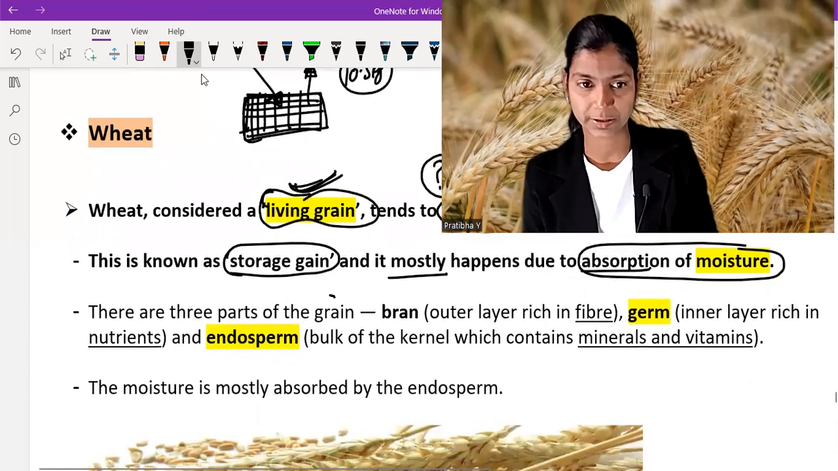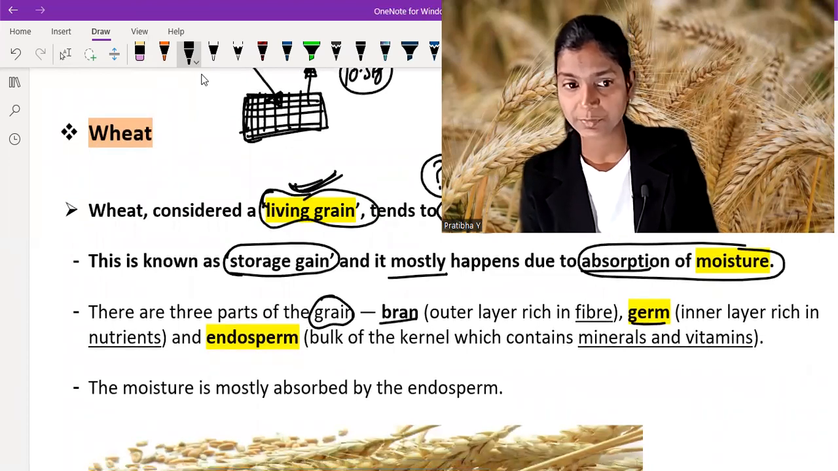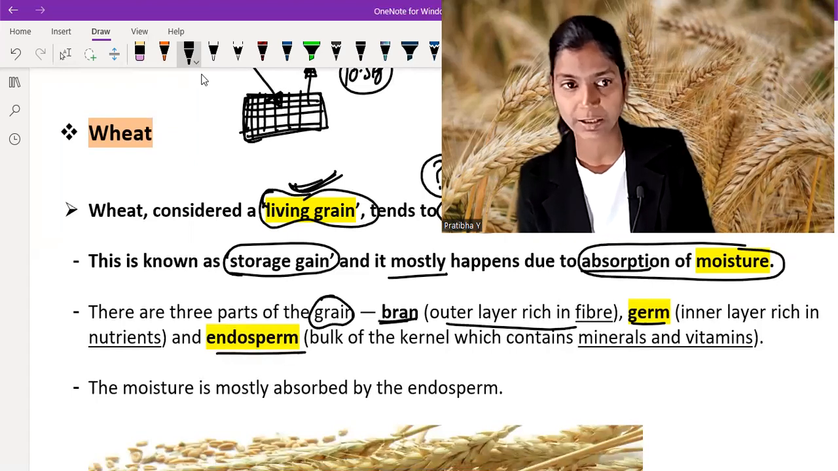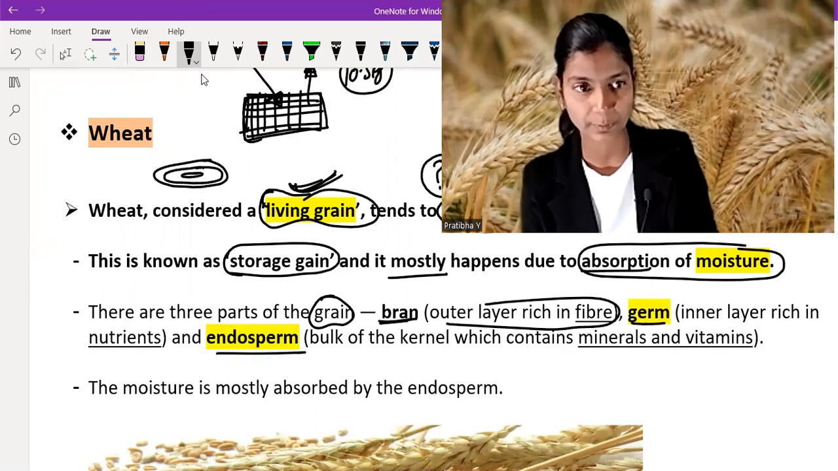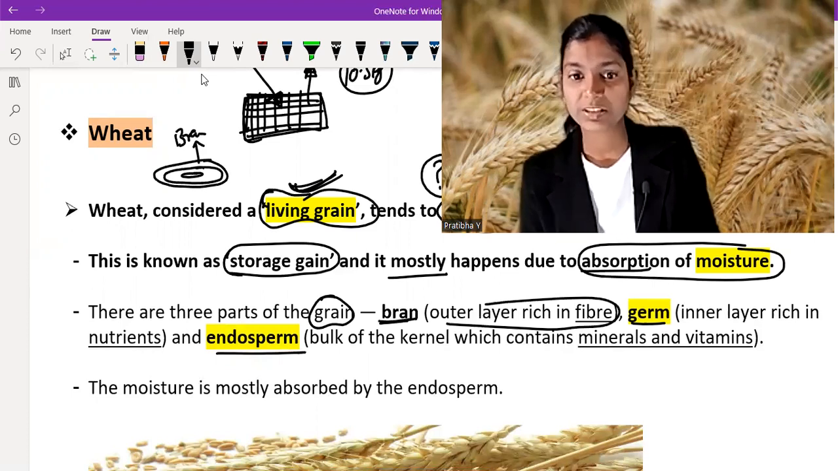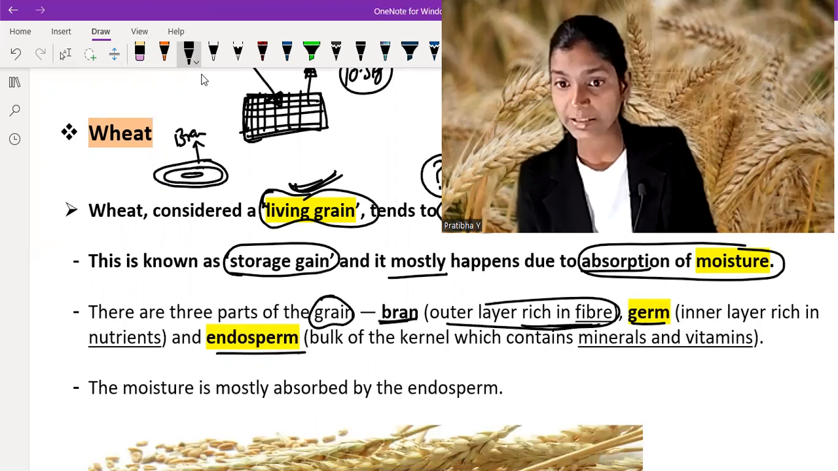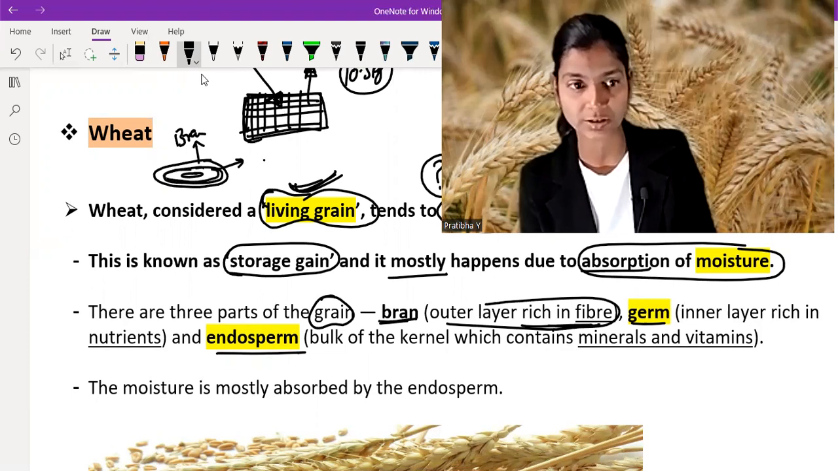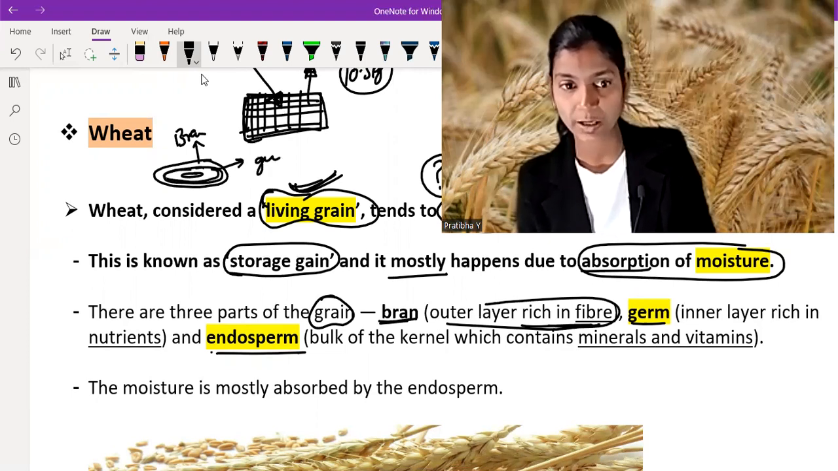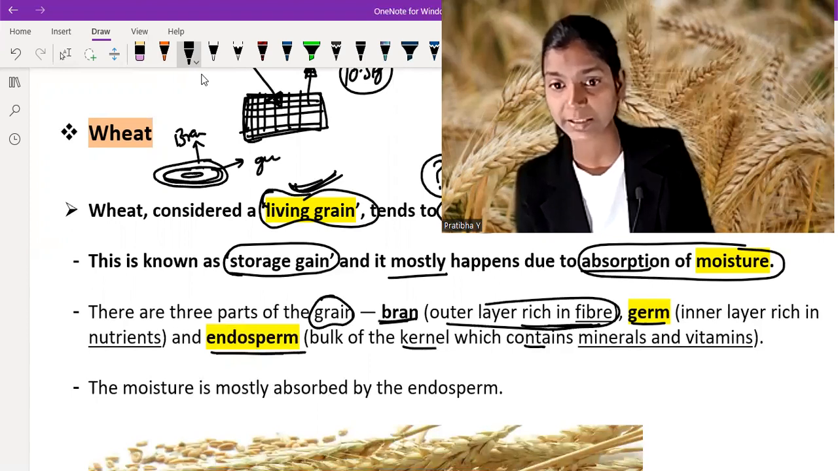There are three parts of the wheat grain. First one is bran, second one is germ, third one is endosperm. What is bran? Bran is the outer layer rich in fiber. Let's say this one is a wheat, so it has three layers. The outer layer is called bran, which is rich in fiber. Germ is the inner layer rich in nutrition. And the next layer is endosperm, the bulk of the kernel which contains minerals and vitamins.